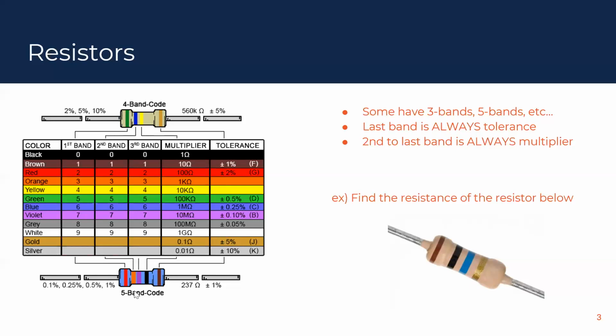What about this resistor? So again, the first step is we need to orient the resistor such that the band for the tolerance is on the right-hand side.